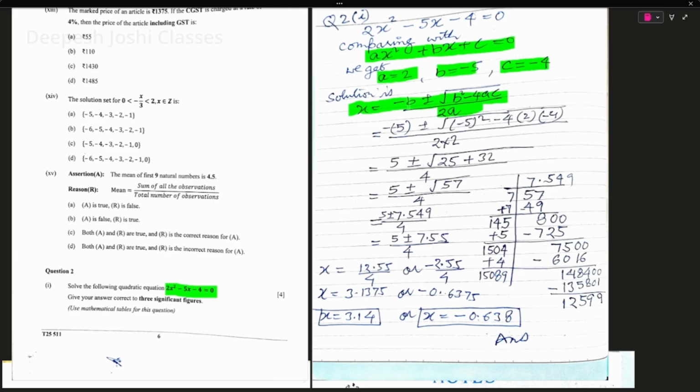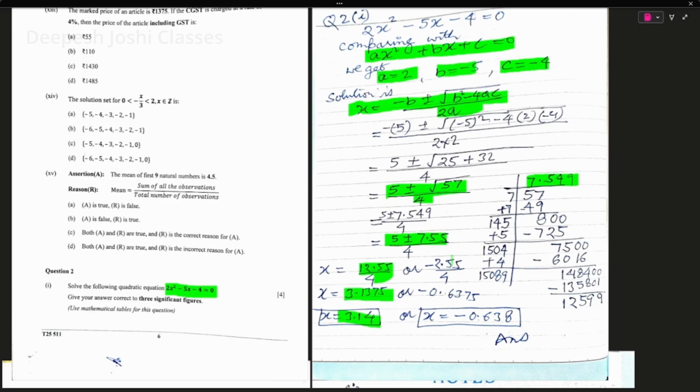On putting the value of a, b, c, we will get its solution in the form plus minus 5 plus minus root 57 divided by 4. The value of square root of 57 is 7.549. On rounding it, we get 7.55. Now the first value of x is 5 plus 7.55. It means 12.55 divided by 4. It becomes 3.1375. On rounding it up to 3 significant figure, we have 3.14.